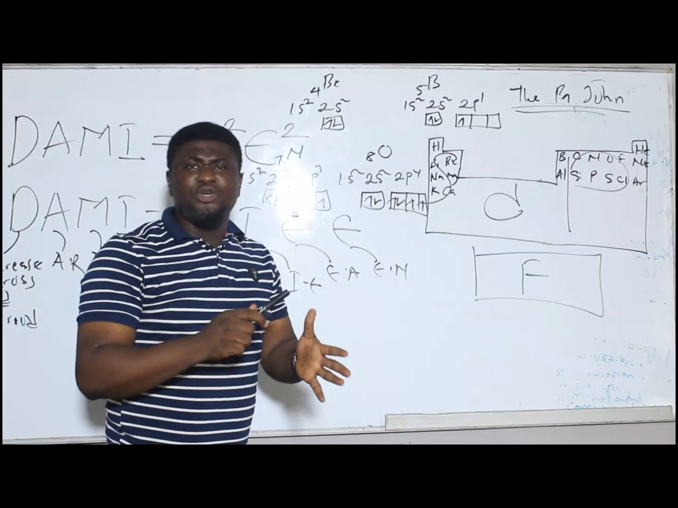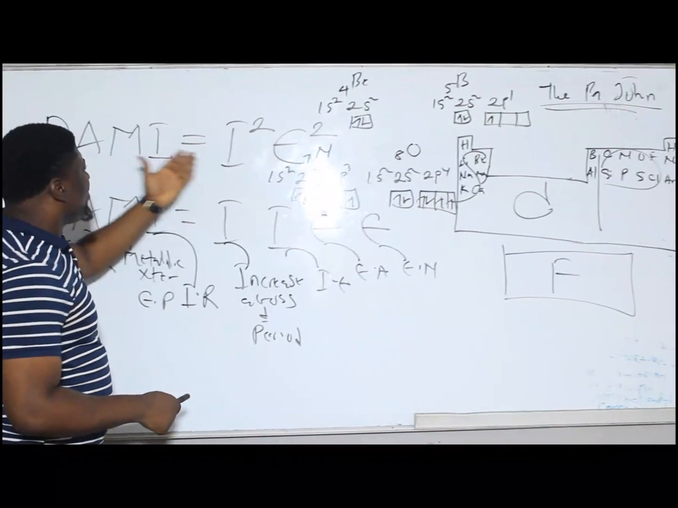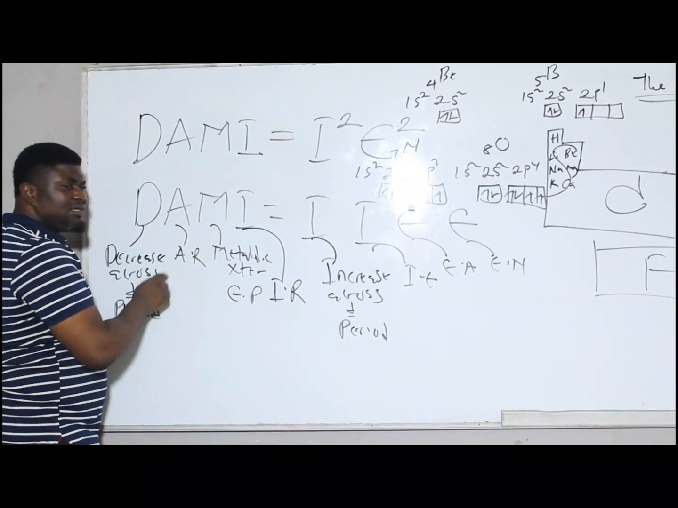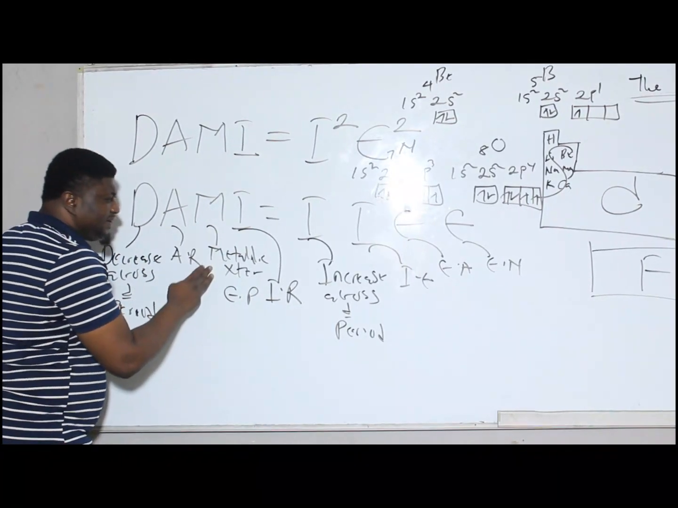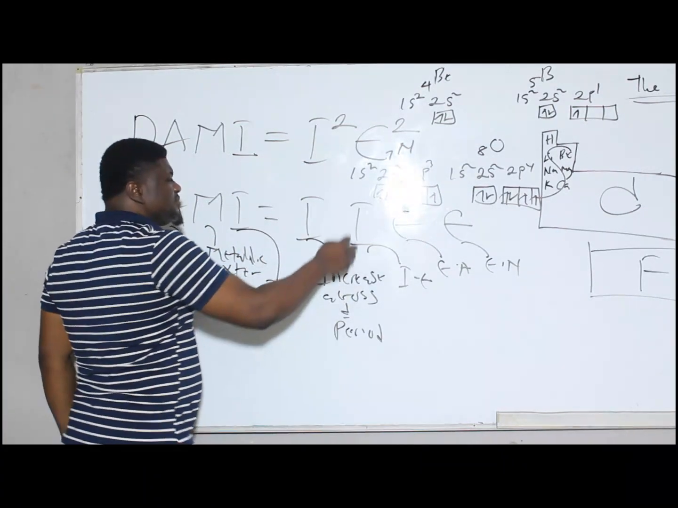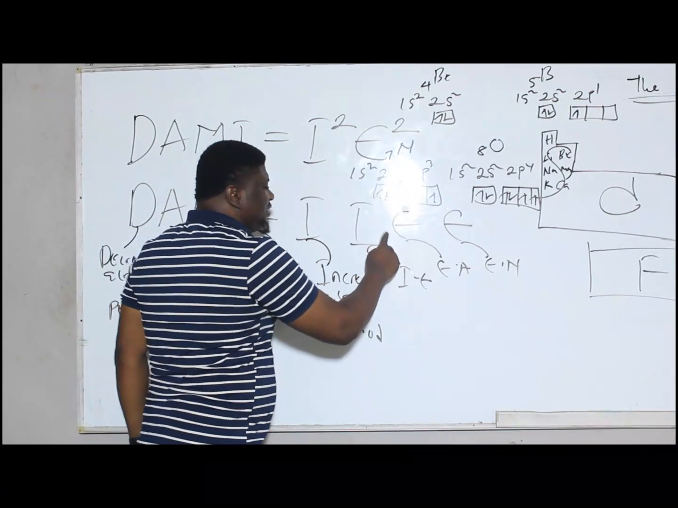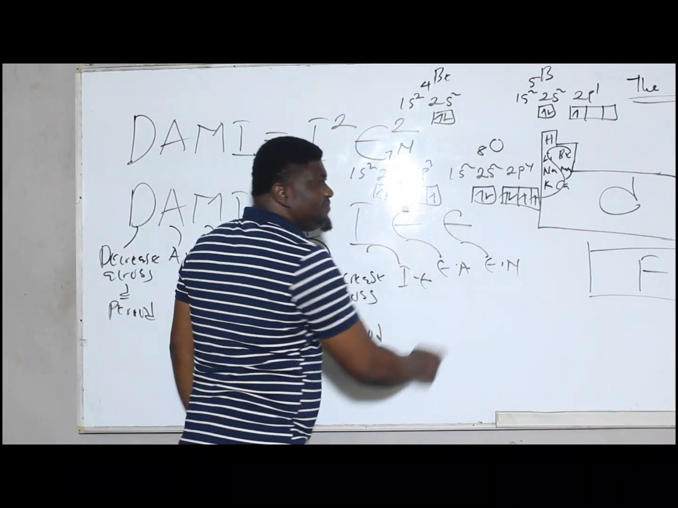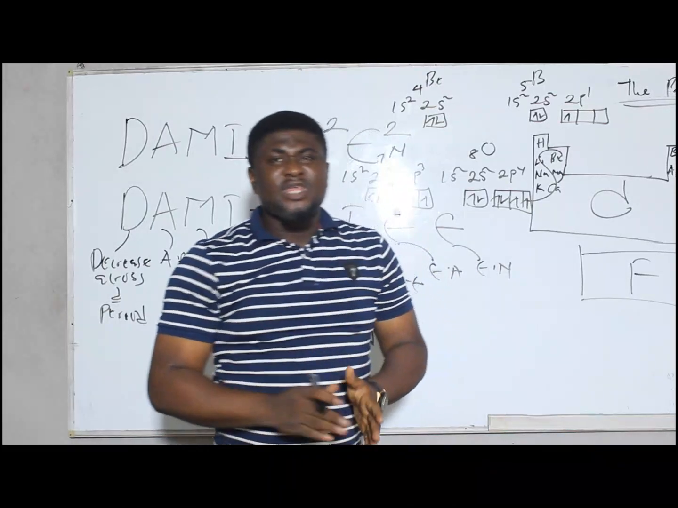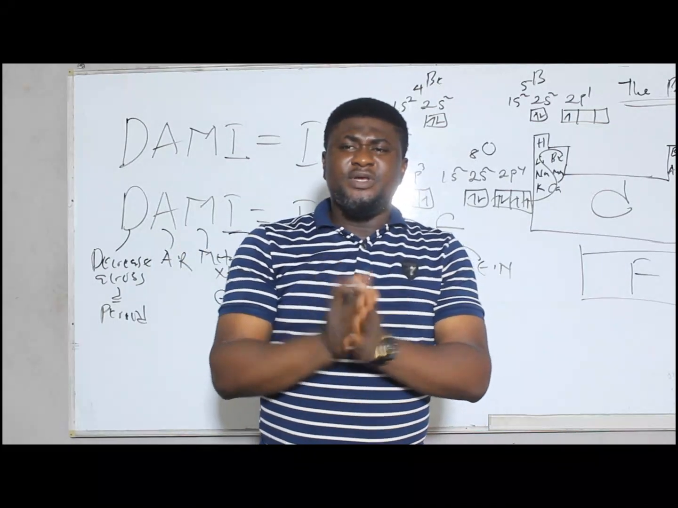Remember, how do you know this again? That V is equal to I squared E squared. Let's go over that again. Those that decrease across the period: atomic radius, metallic character, and ionic radius. Those that increase across the period: ionization energy, electron affinity, and electronegativity. Remember that if you decrease across the period, you will increase down the group. If you increase across the period, you will decrease down the group.